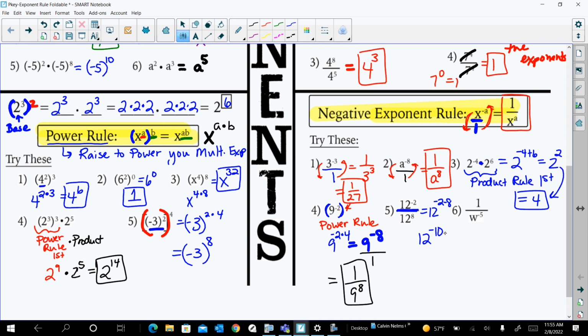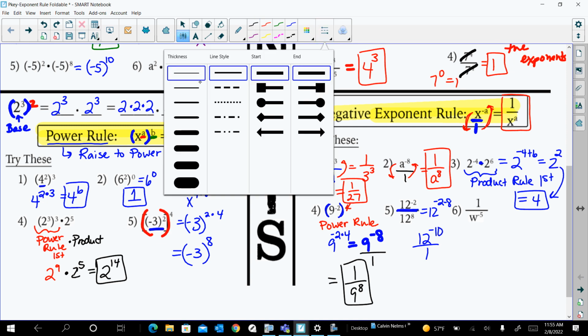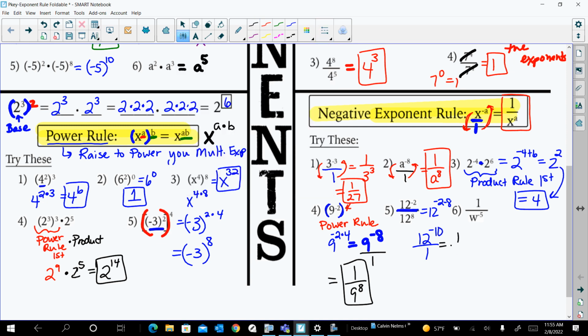Can I leave it like that? No. Put it over 1. Flip it. This actually becomes 1 over 12 to the 10th power.